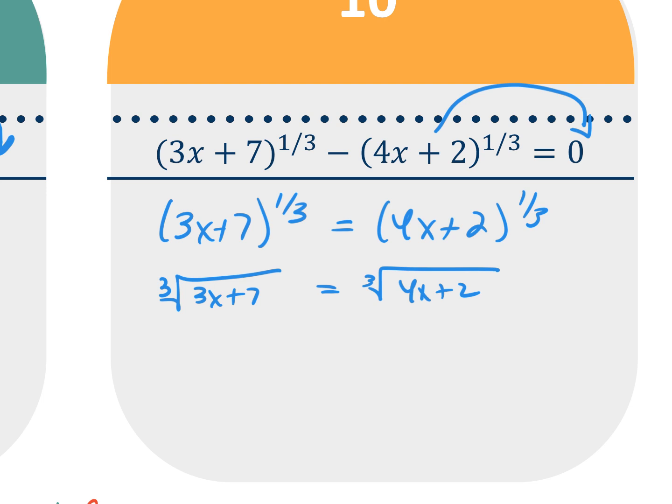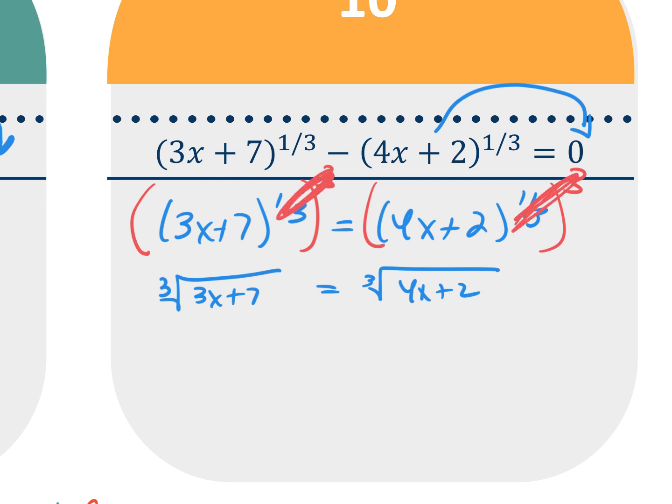If you're going to get rid of that 1/3, what are we going to multiply by? I told you at the beginning, you multiply by the reciprocal, right? 3/1. So think about this, guys. 3 times 1/3, what happens? It cancels. 3 times 1/3, it cancels.